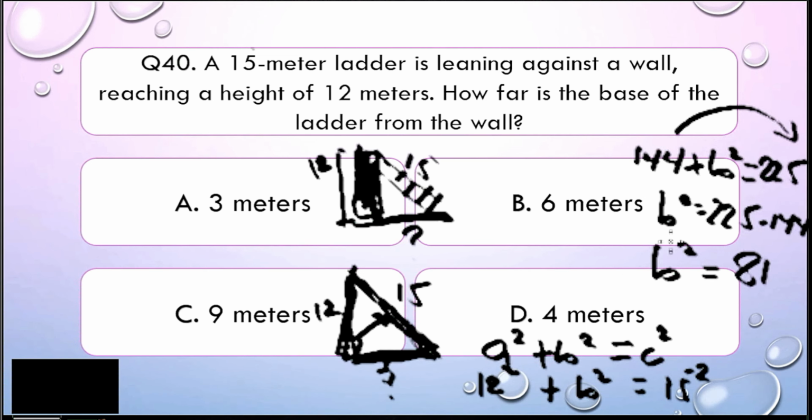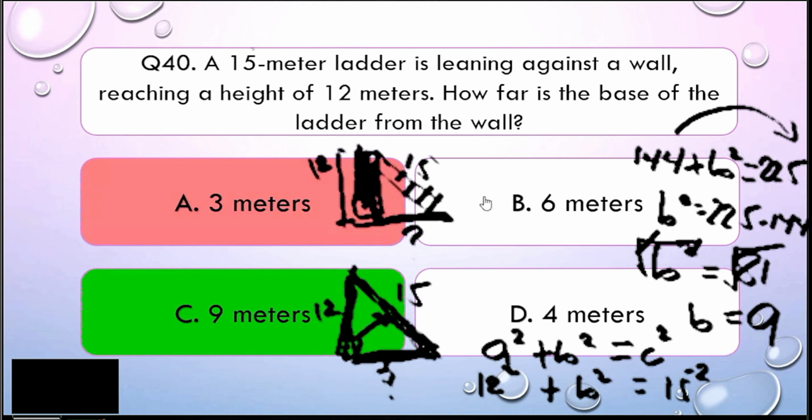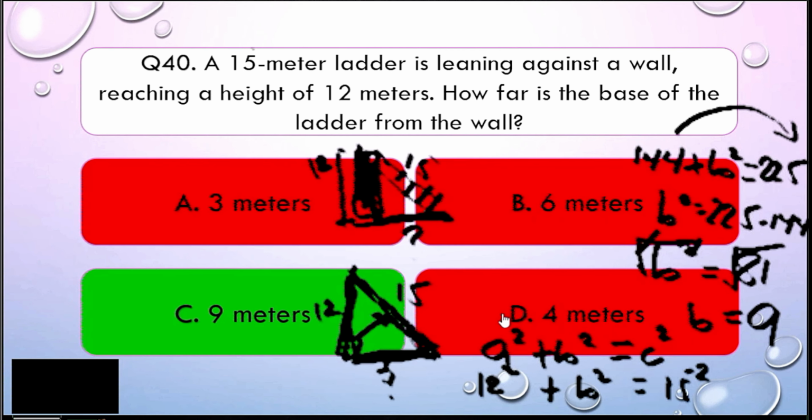So, you just eliminate the squared here by taking the square root of both sides of the equation. What is the square root of 81? The answer is 9. So the correct answer is letter C. Now, let's check whether we are correct. All right. Easy, right? Very easy, my dear math learners.